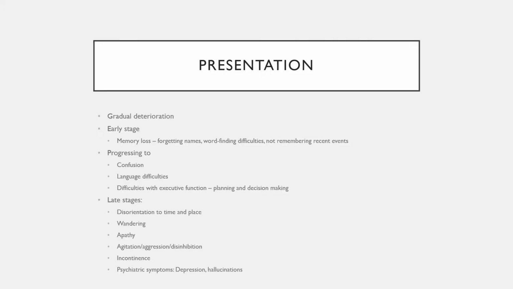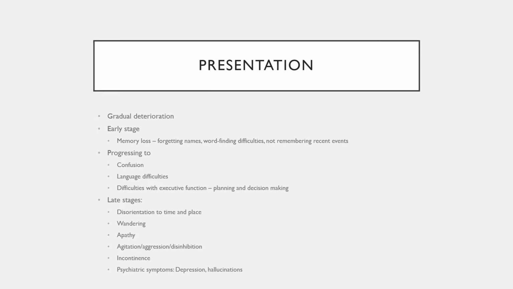So the typical presentation of Alzheimer's is one of gradual deterioration. In the early stage, the key presenting feature is memory loss. So the person might forget names, have difficulties finding words, and not be able to remember recent events. As it progresses, the person will become more confused and might have even more difficulties with language. They also begin to have difficulties with executive function, such as planning and decision making.